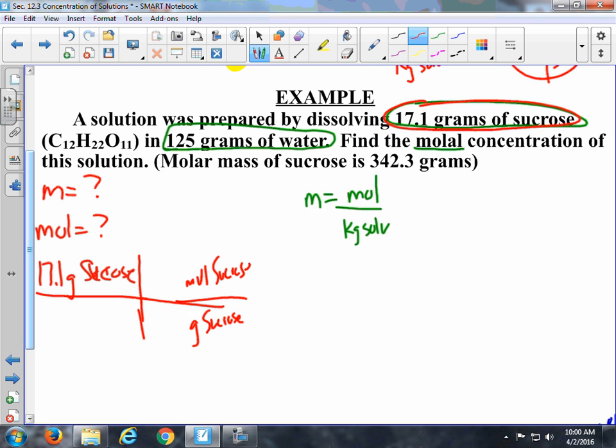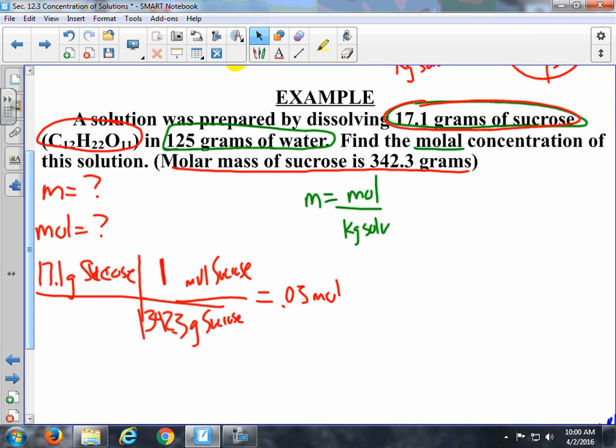And remember, anytime you go moles to grams or grams to moles, a 1 goes in front of the moles. Now, you could figure out the weight of sucrose, but I was nice enough to tell you the molar mass of sucrose is 342.3. So we're going to plug in 342.3 grams right in there. 17.1 times 1 is 17.1. 17.1 divided by 342.3 gives us 0.05 moles of sucrose. So we have one of our two things in the equation. Molality is equal to moles divided by kilograms of solvent, or molality is 0.05.